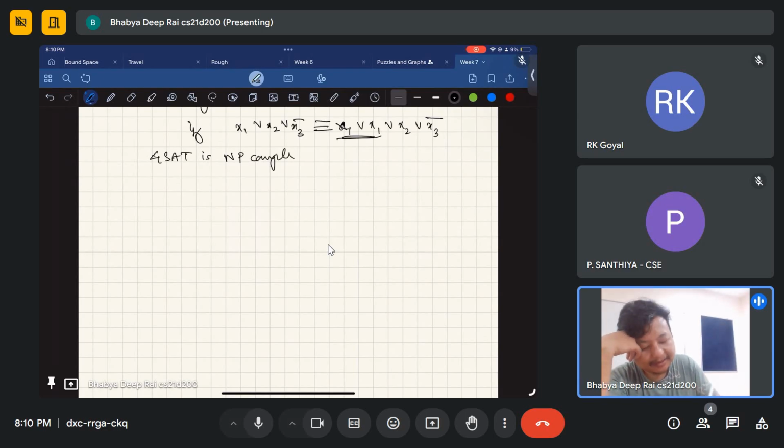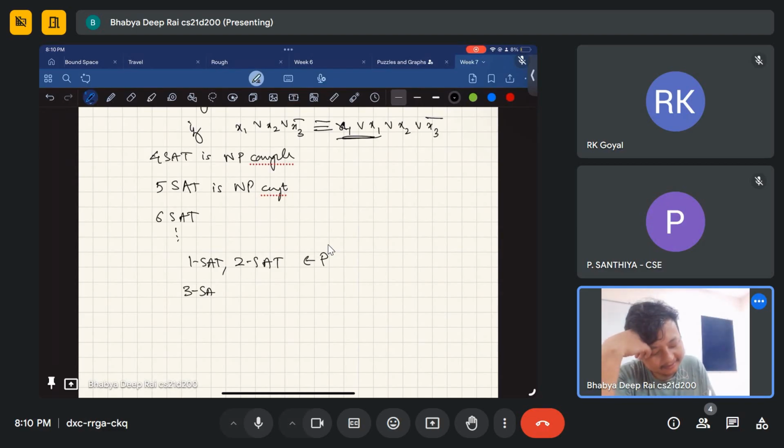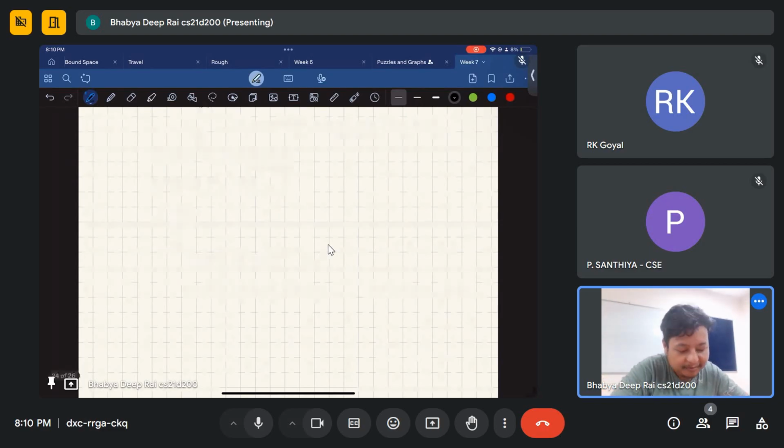In fact, using this concept, you can even show that 5 sat is NP complete, and 6 sat, and 7 sat, and so on, k sat. So you get that 1 sat and 2 sat are in P, and 3 sat, 4 sat, 5 sat, and so on are NP complete. Having said this, I'm done.